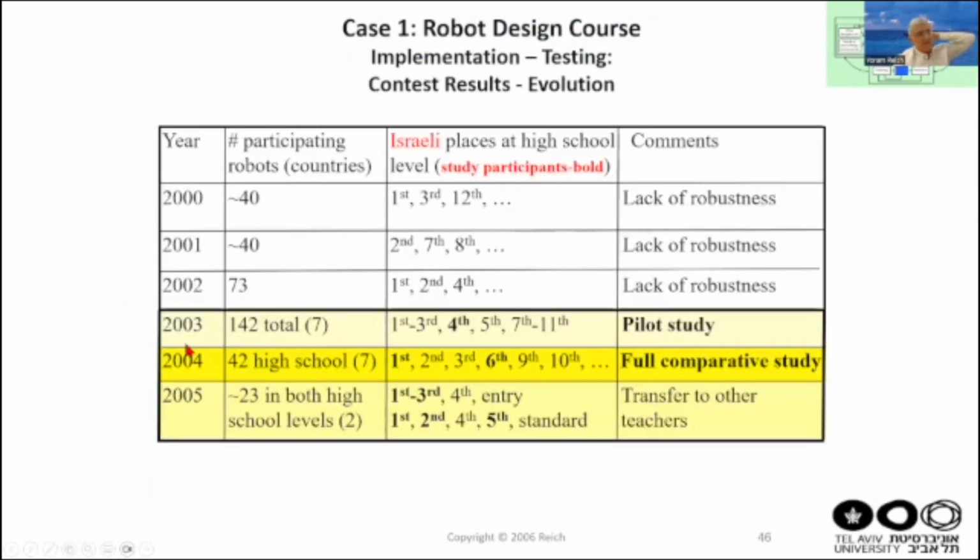This is just to show that after the pilot study came the full comparative study of the 4 schools. The school that had the full curriculum got first prize. The school that had the third curriculum got 6th prize. The ones with the 2nd and 4th didn't get into the competition. So we don't have data, but the next year, Eli transferred the curriculum to other teachers and we got 1 to 3rd prize and 1 to 4th.